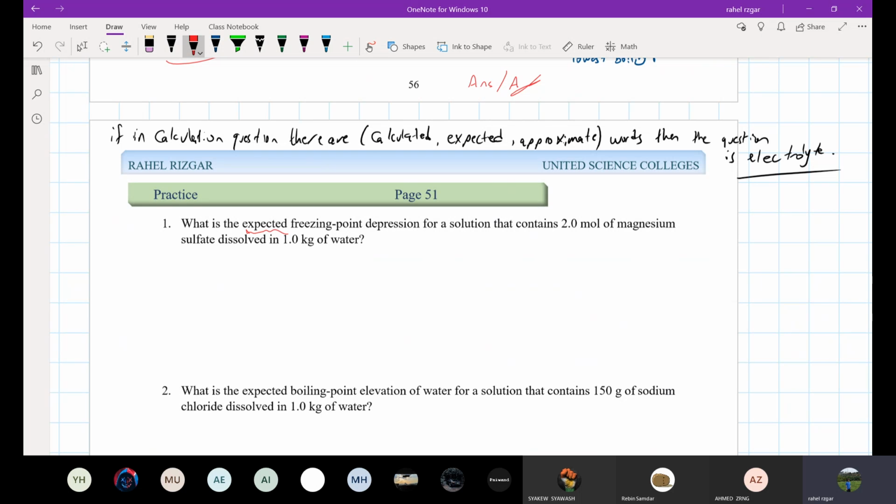How do you know it's electrolyte or non-electrolyte? You have to look at the compound. So here the compound is magnesium sulfide. Magnesium sulfide is an ionic compound. It is an electrolyte, and you have to know the formula.